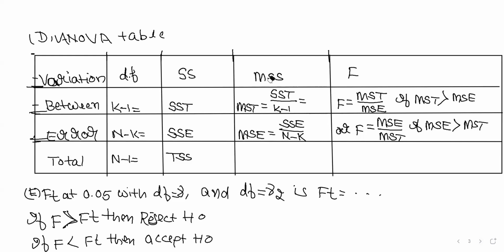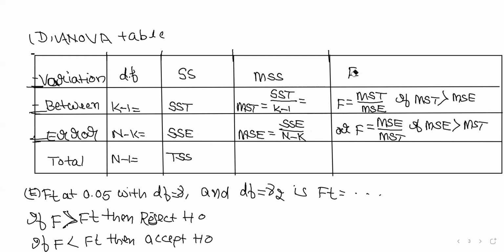Then, next, MSS. This is mean sum of squares. MST equals SST divided by K minus 1. SST divided by K minus 1 gives MST. You calculate and write here. Then next, MSE equals SSE divided by N minus K. Look here, SSE divided by N minus K. This divided by this, calculate and write here.